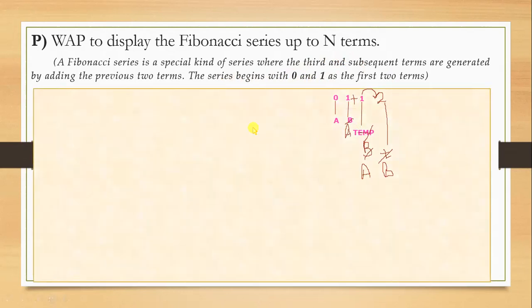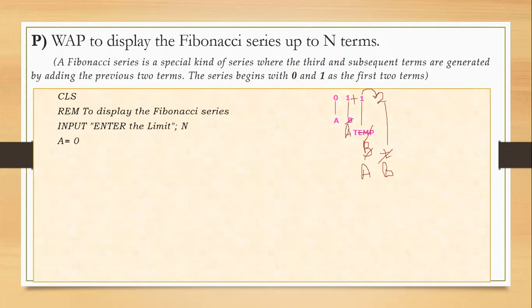Now let us see the code. So here I have taken enter the limit, and that limit is n. Now, as I said, the series begins with two terms, 0 and 1. So I have assigned 0 to A and 1 to variable B. As the logic is telling, in the question only it is told the series begins with 0 and 1. So I gave value 0 to A and 1 to B. Then I will print these two terms immediately. So print A, B. So 0 and 1 is printed.